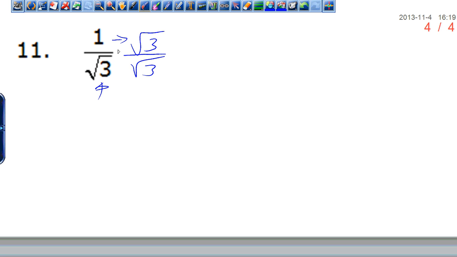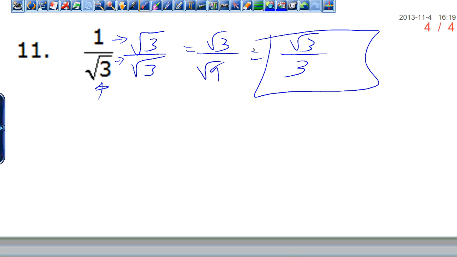So when we multiply straight across, 1 times square root of 3 is square root of 3. On the bottom, we get square root of 9. Now we can actually find what the square root of 9 is. It's 3. And that's it.